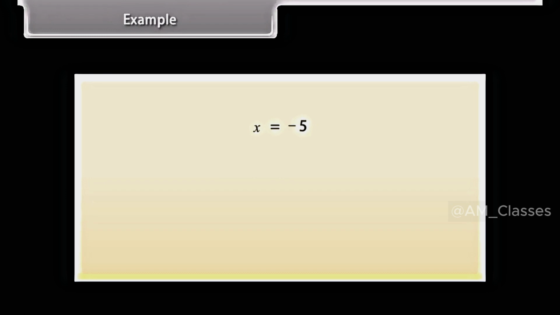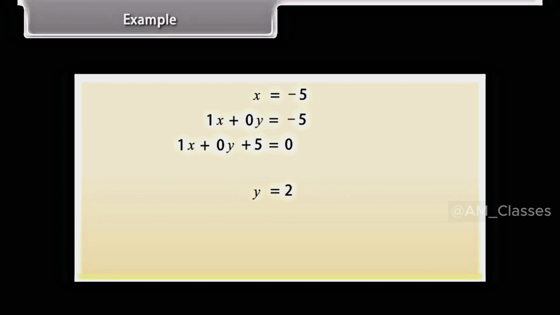Now look at this equation. We will write this equation in two variables. This can be written as 1x plus 0y is equal to minus 5 or 1x plus 0y plus 5 is equal to 0. Similarly, the equation y is equal to 2 can be written as 0x plus 1y is equal to 2 or 0x plus 1y minus 2 is equal to 0.